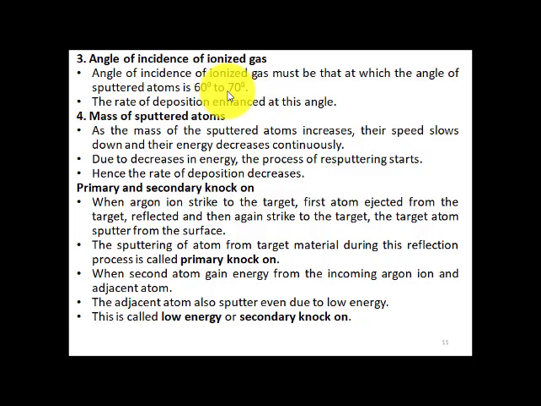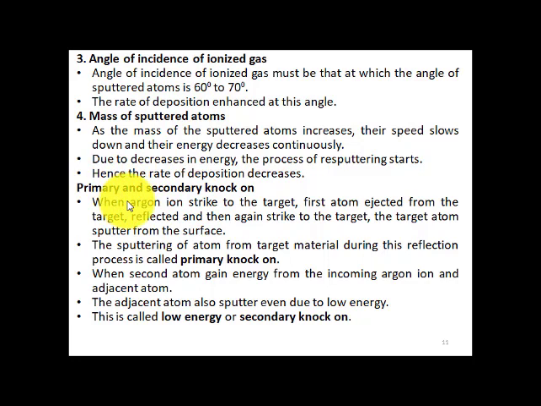Number four is the mass of sputtered atoms. As the mass of sputtered atoms increases, their speed slows down and their energy decreases continuously. So due to decrease in energy, the process of resputtering starts, hence the rate of deposition decreases. So the atoms of target material, if they have less mass, will be preferably deposited as thin films on the substrate surface.